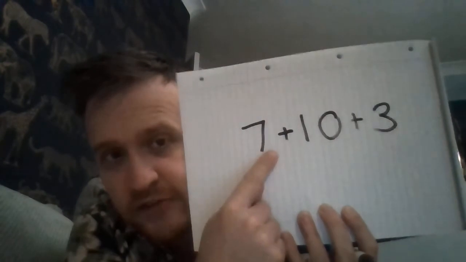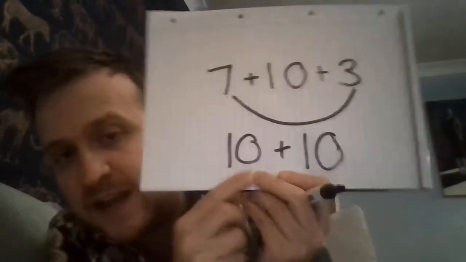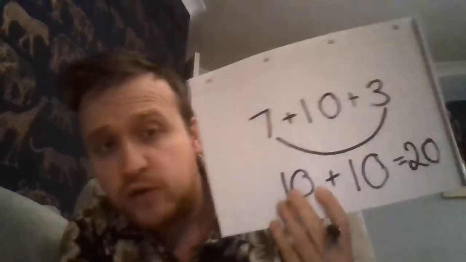Number 4, what is the total of 7 and 10 and 3? So total, there's the clue, it means add. Now the first thing I should spot here is that 7 and 3 is a number bond to 10. So I'm going to work that out first. I'm going to add those two together. 7 and 3 make 10. And then I've got 10 left to add. So my problem becomes 10 add 10. And 10 add 10 is 20. So what is the total of 7 and 10 and 3? The answer, 20. Okay, moving on.